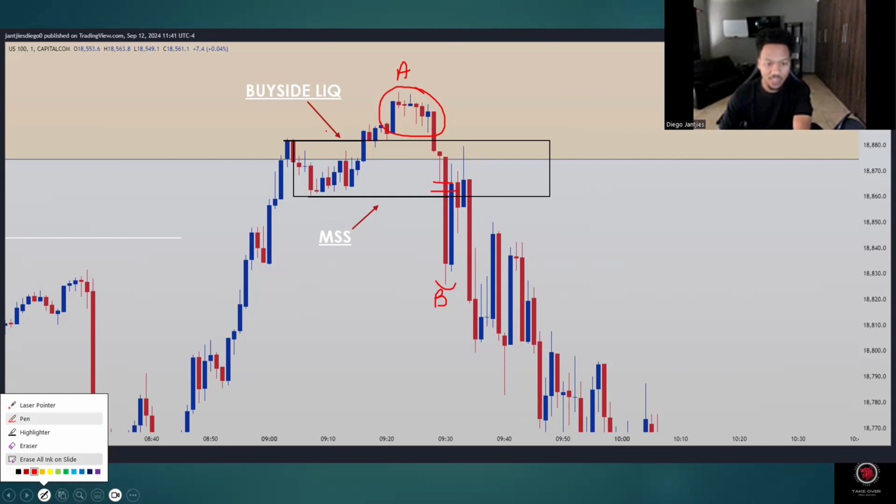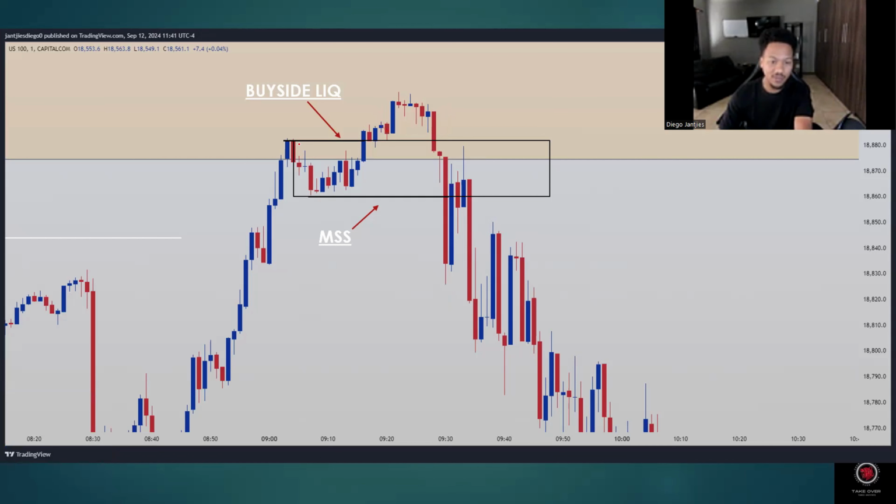But me, Diego, personally, I would simply look at the breaker, which we have created right over there. So to be safe, you can simply place your stops above the high right over there. Or if you want to be more conservative, basically just place your stops above or at this high, which we have created right over there as well.